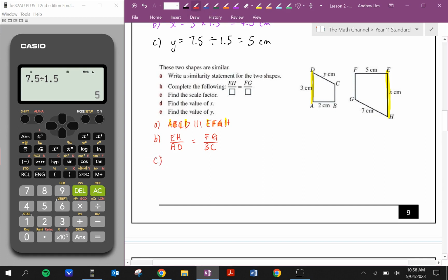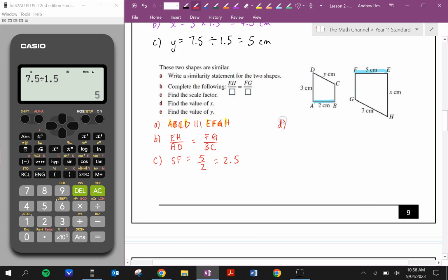Question C, find the scale factor. Now we're going to be looking at these two shapes. We can see that this corresponds to this, and I'm specifically looking at these two because we are given those values. We can also see that 3 corresponds to x, but I can't work out the scale factor with that. Y corresponds with 7, but I can't work out the scale factor with that. So I'm going to be using these two. So the scale factor is going to equal 5 over 2, or 2.5.